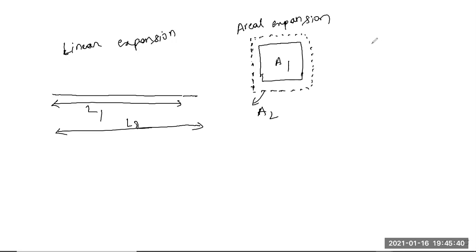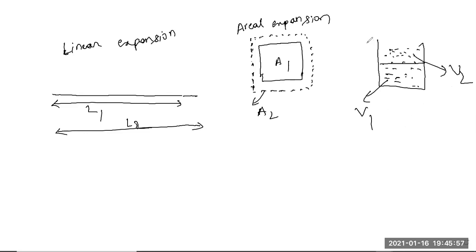Suppose you take a bowl of milk. Good example. When you boil it, what happens? It gets expanded, right? It will expand. So initially the volume is V1, finally the volume is V2. So there will be volumetric expansion or volume expansion, whatever it is.